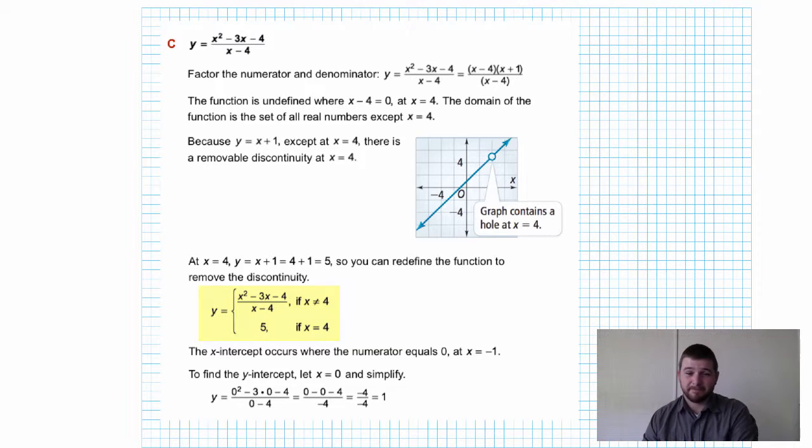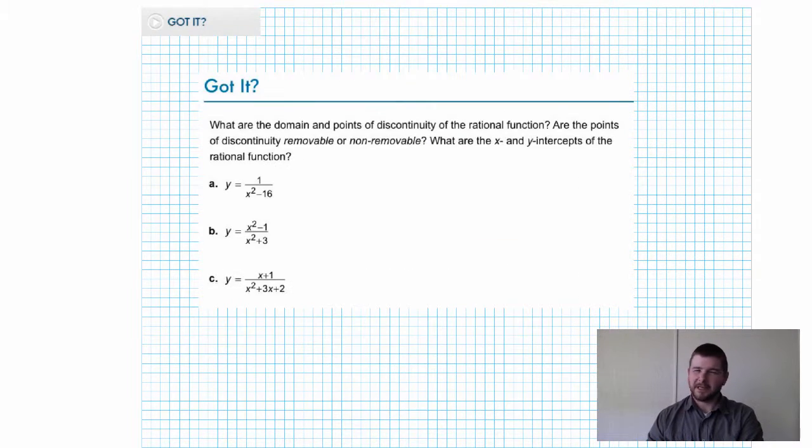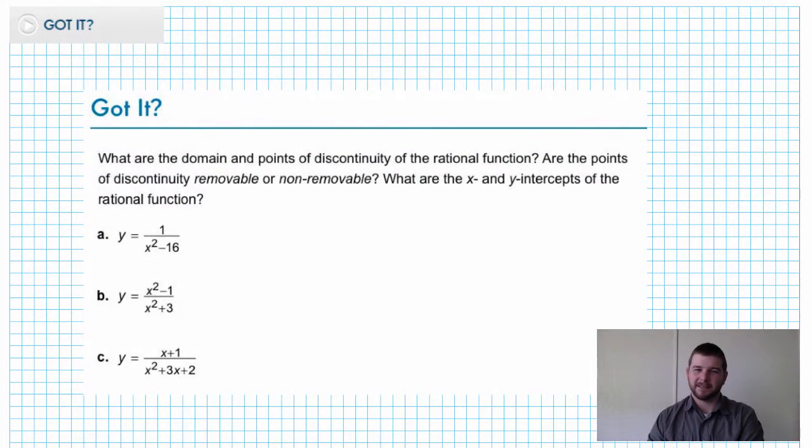Moving on to the x-intercept, we've already defined our removable discontinuity. The x-intercept occurs where the numerator equals 0. So what values make the numerator equal 0? Well, negative 1 makes the numerator equal 0. We could also take a look at our graph to identify that information. And to find the y-intercept, of course, we let x equal 0 once more, and then simplify. y equals 1.